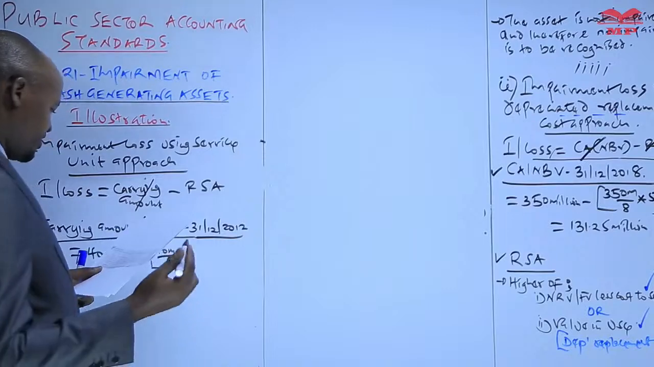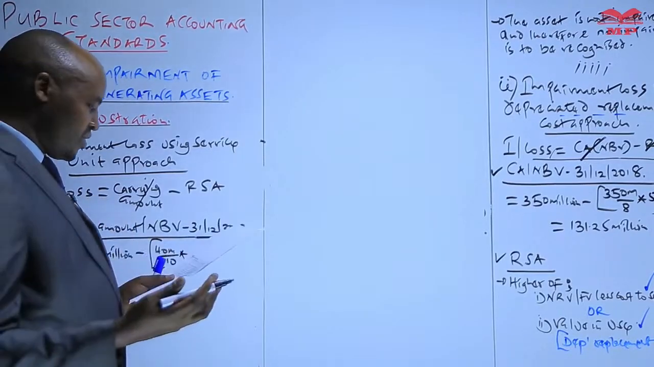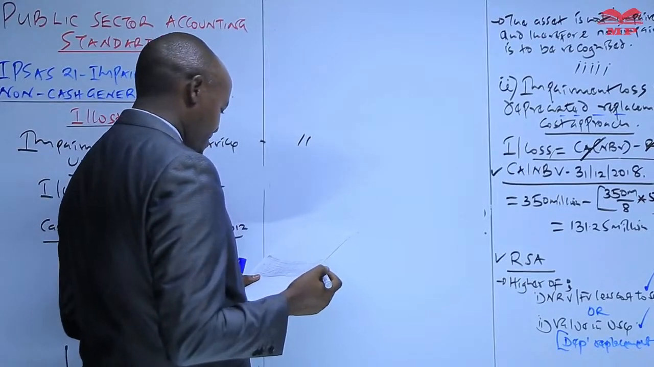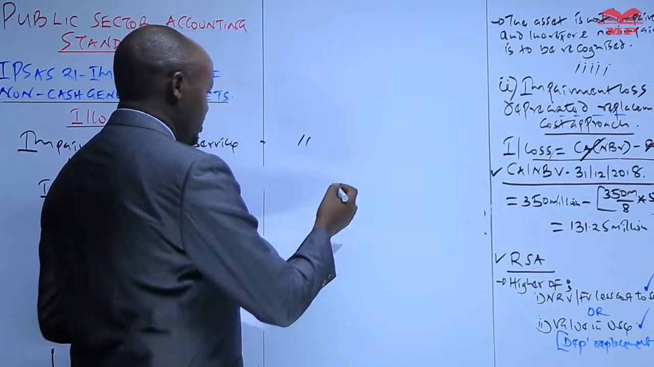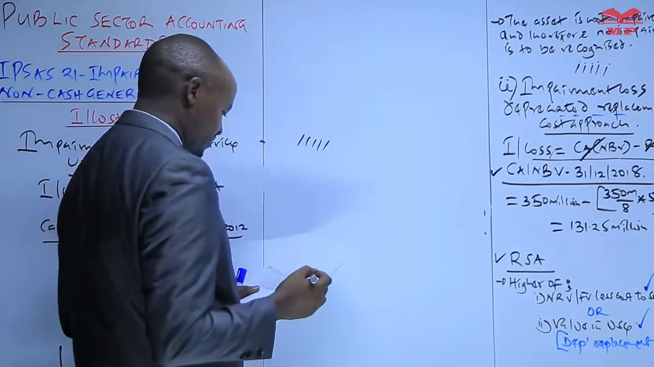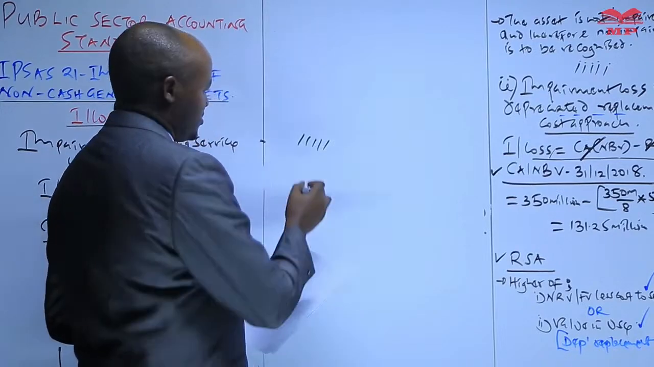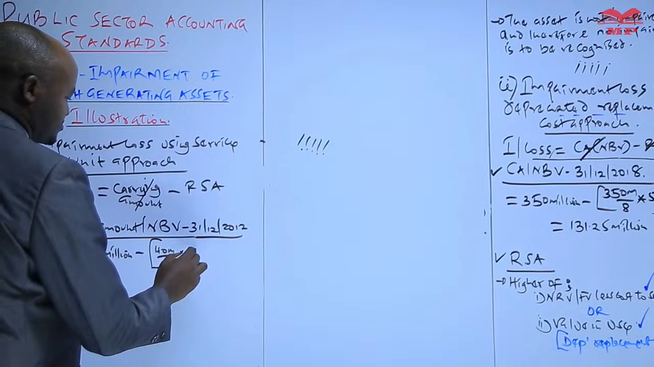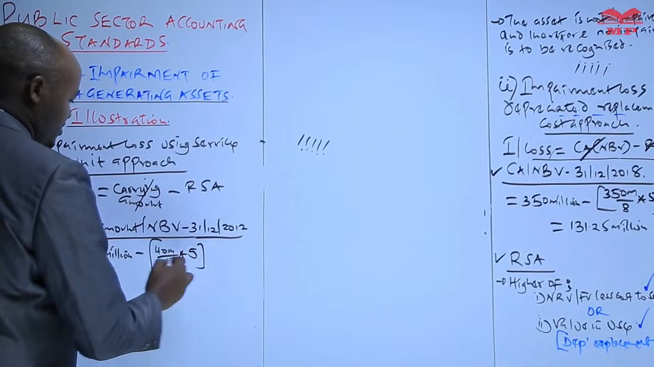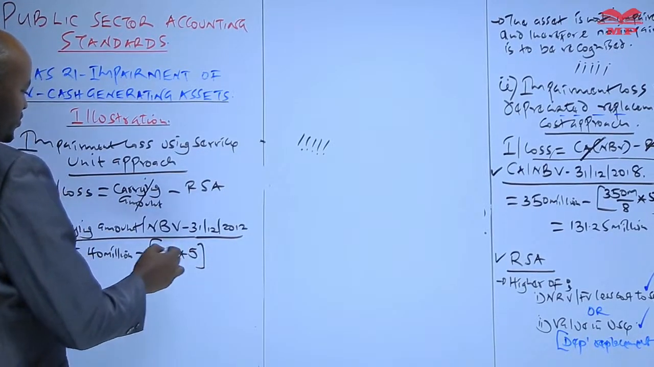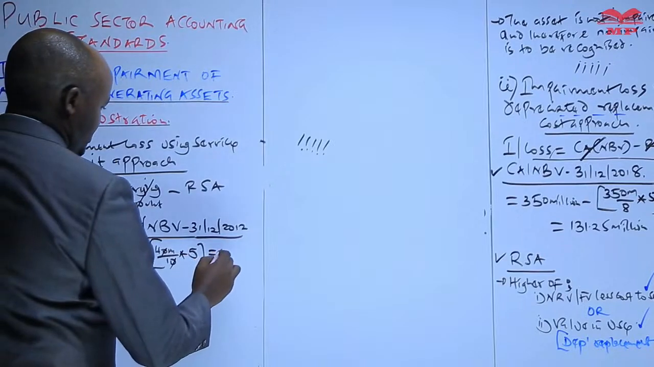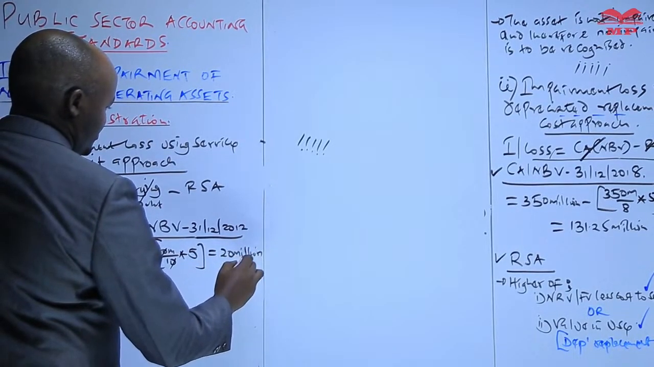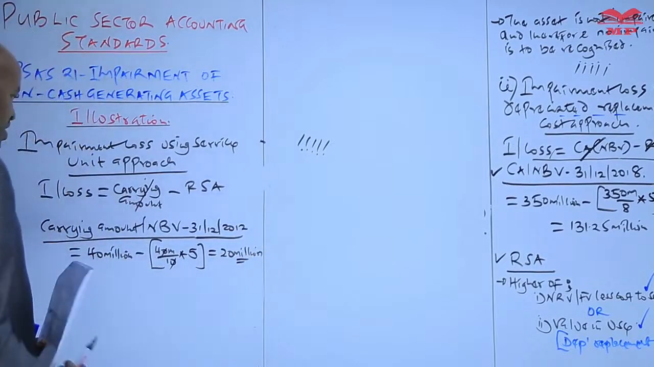So how many years do we have? Taking into account it was acquired in 2008, we have 2008, 2009, 2010, 2011, 2012. So these are 5 years: 1, 2, 3, 4, 5. This will give us 20, meaning that the carrying amount or the net book value will be 20 million.